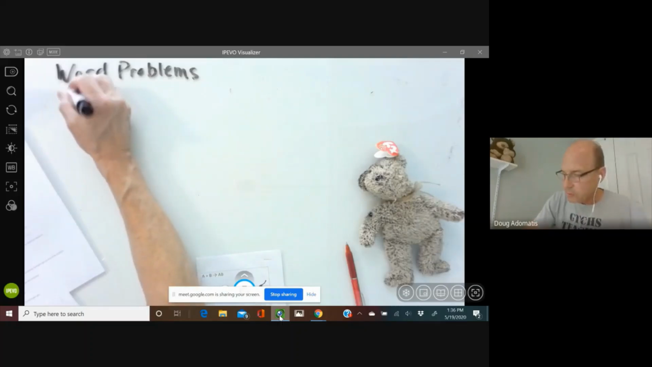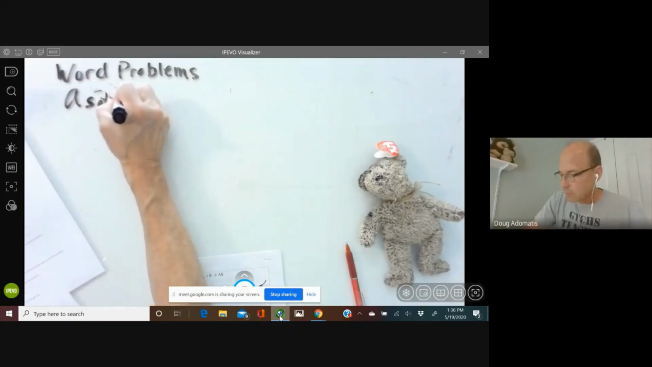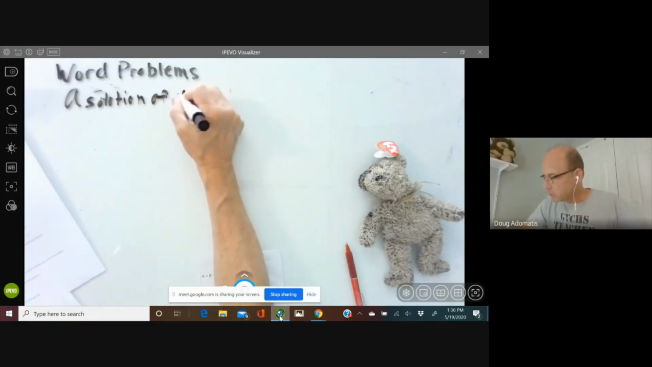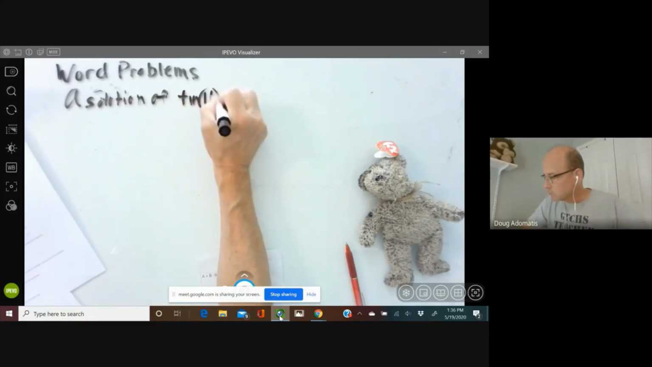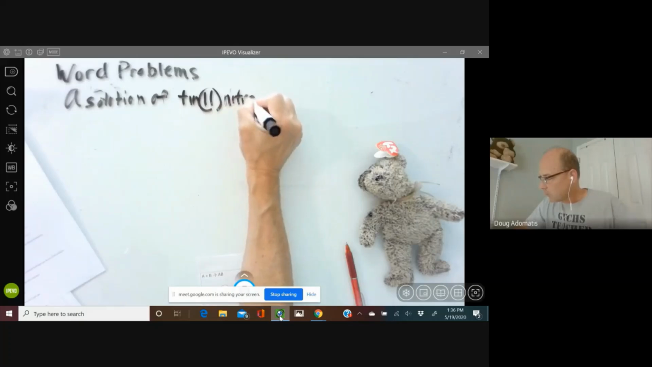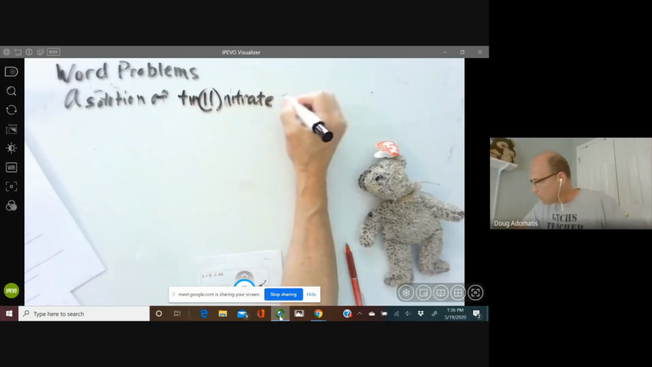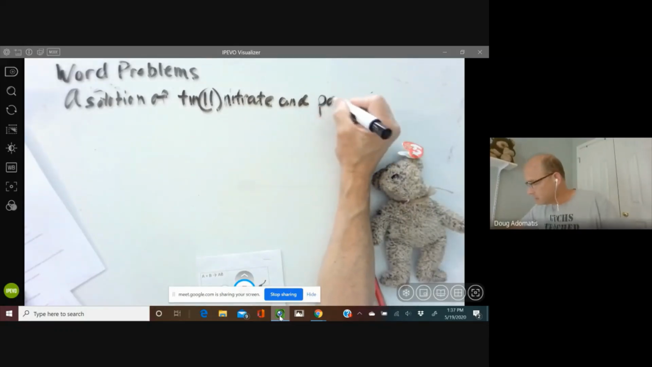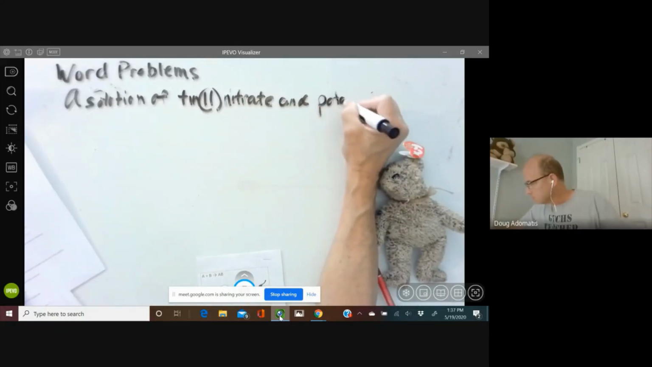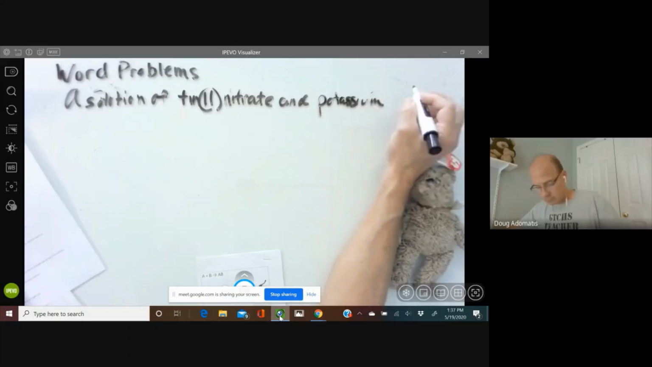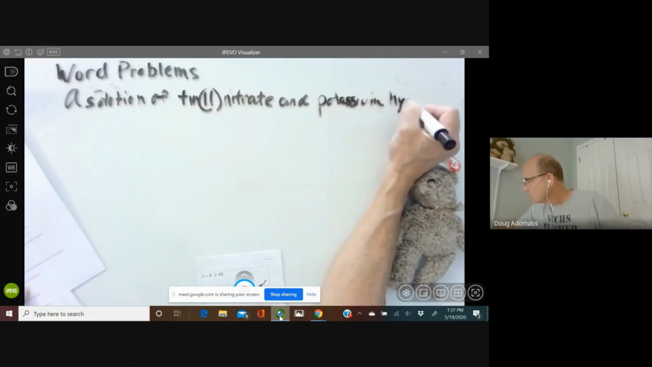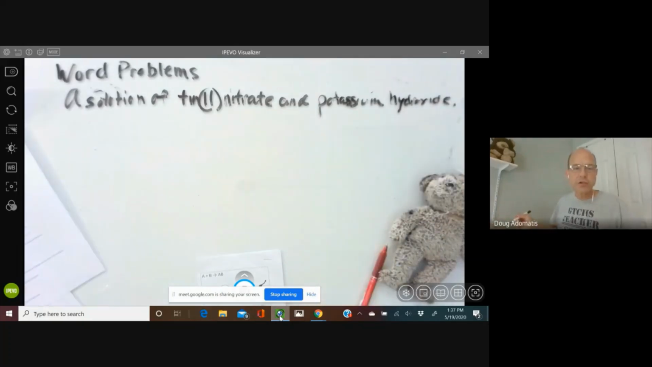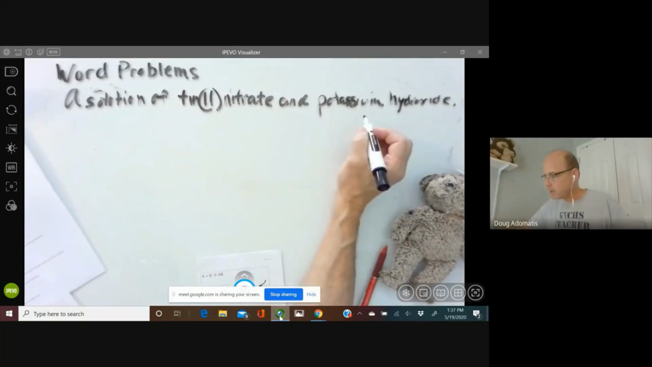A solution of tin(II) nitrate and potassium hydroxide. Yuck. Okay, a solution of tin nitrate and potassium hydroxide.